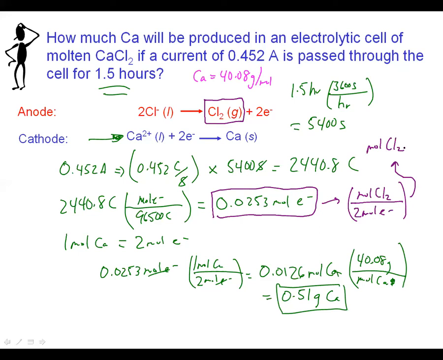Again, sort of a variation on this problem would be, for example, they said something like, hey, you produce 0.5 grams of calcium in this cell that ran for 1.5 hours. What was the amperage? Or, they may say you produce 0.51 grams of calcium at an amperage of 0.452. How long did you let the cell run for? So sort of the variation of these electrolysis problems would be really just working backwards. So again, that's a slight variation on these type of problems. Any questions on electrolysis or how to do the calculations?